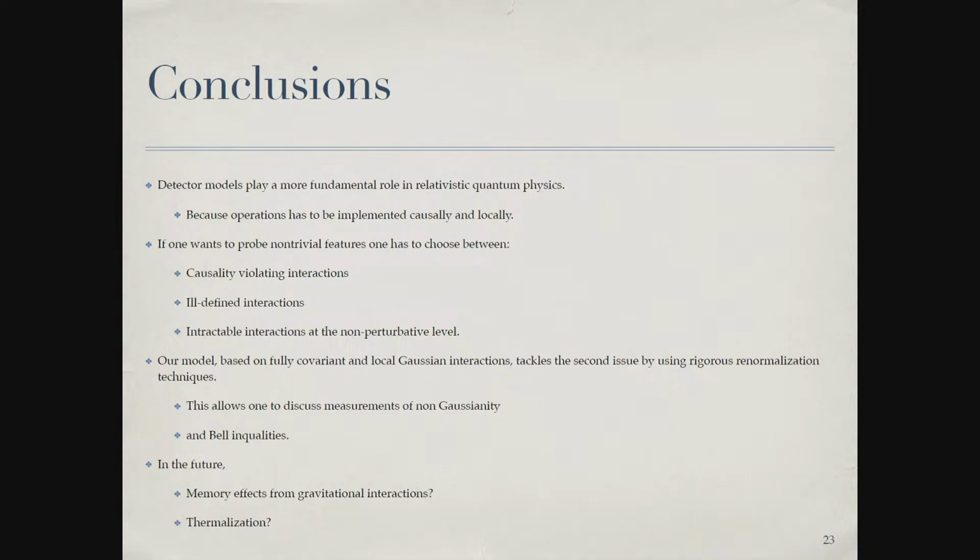So in the future, we would like to know what the role of gravity is in all this, because basically all this kind of business is something that you would have in a flat background. And we would like to discuss issues that have to do with thermalization of these guys.